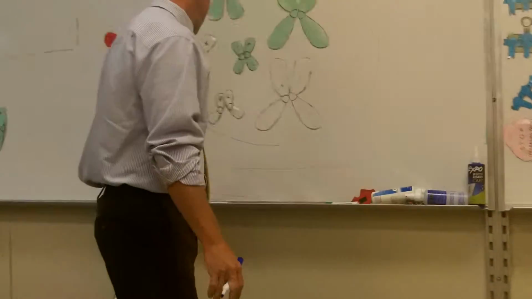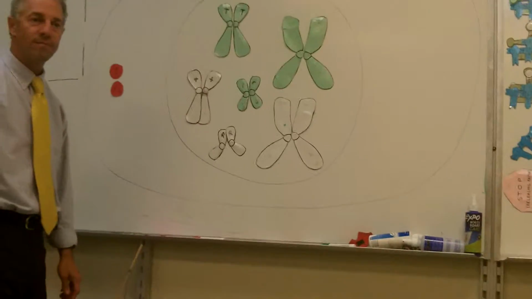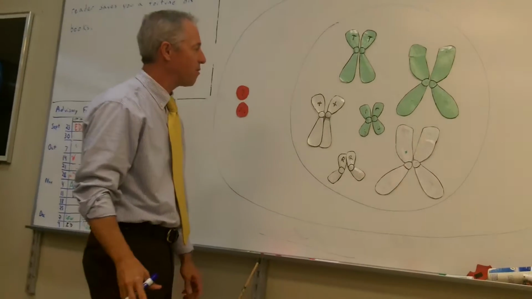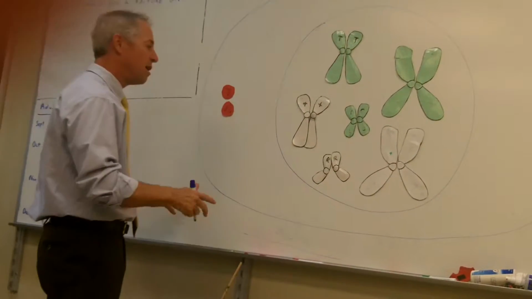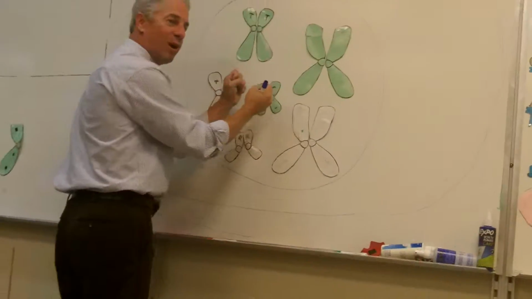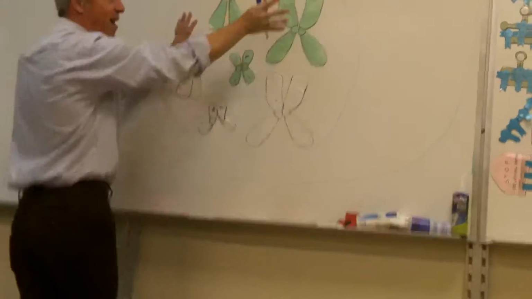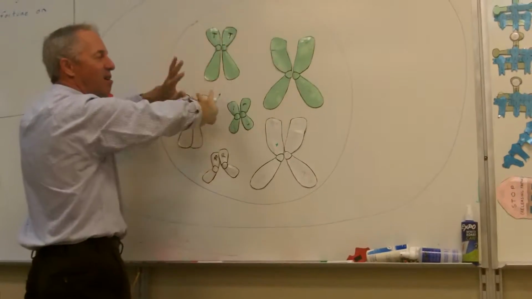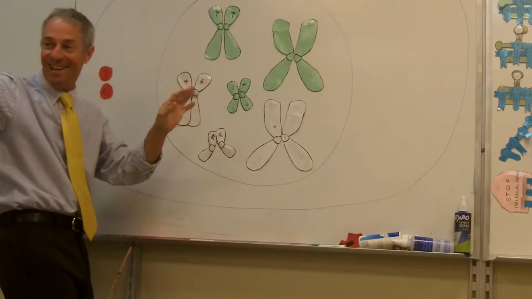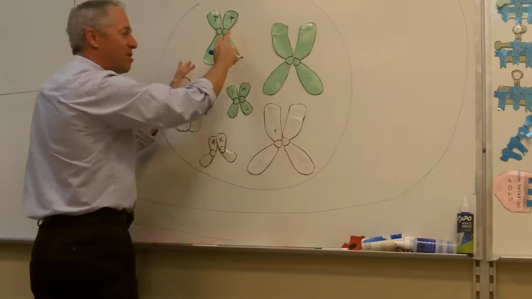So, I'll show you what happens here in all the phases. You want to see it? Sure. First of all, in prophase, the chromosomes coil up where you can see them. Before, they were all spread out in the nucleus. What's DNA all spread out in the nucleus called? Chromatin. But now in prophase, they coil up so you can see them.